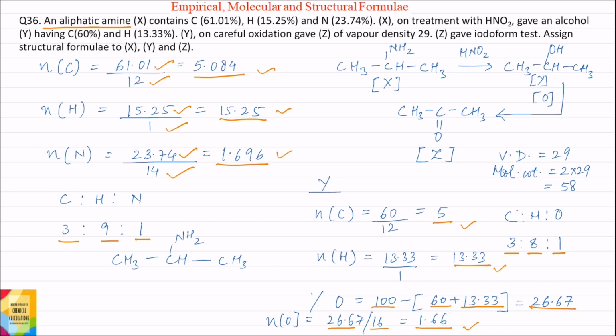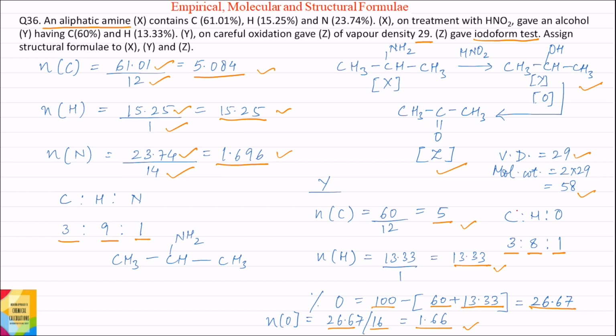Y on oxidation gives Z, which gives iodoform test and whose vapor density is 29. So vapor density 29 means molecular weight will be 2 into vapor density, that is 2 into 29, which is equal to 58. Now Z gives iodoform test and it is formed by the oxidation of alcohol, which means Z is a methyl ketone, and since it is a 3-carbon compound, therefore the structure of Z will be CH3COCH3. So Z is acetone and Z is formed by oxidation of Y, or on reduction of Z we get Y. So the structure of Y will be CH3CHOHCH3.